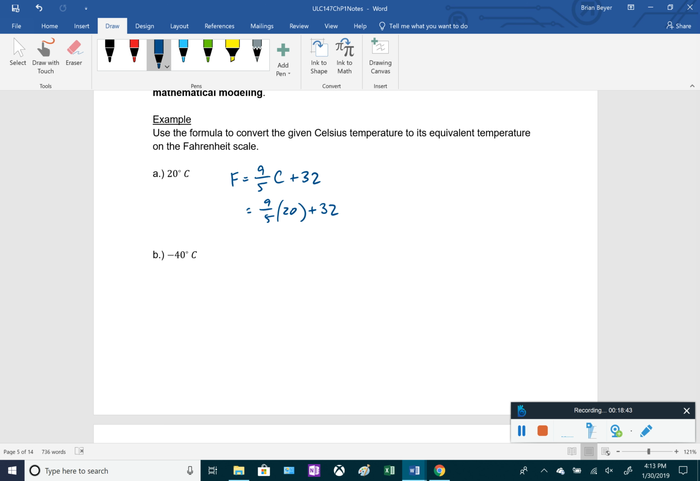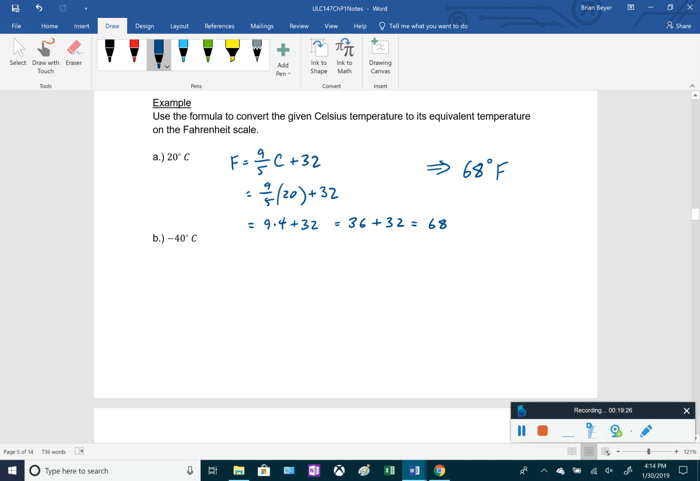9/5 times 20 is 9/5 times 20 over 1. We can either multiply 9 times 20 and then divide it by 5, or let's make the numbers easier and divide 20 by 5 first. 20 divided by 5 is going to give us 4. Now it's easier to work with. We can do this whole thing in our head. 9 times 4 is 36, so 36 plus 32 is 68. This means that 20 degrees Celsius equals 68 degrees Fahrenheit.